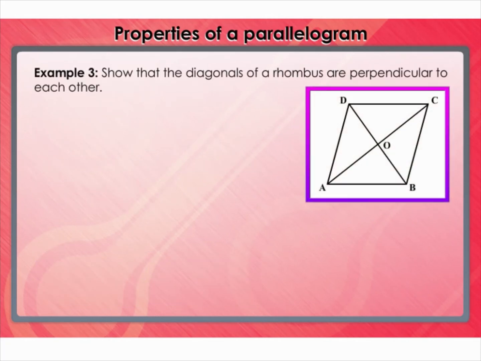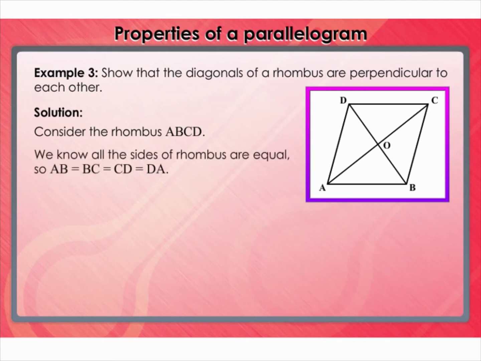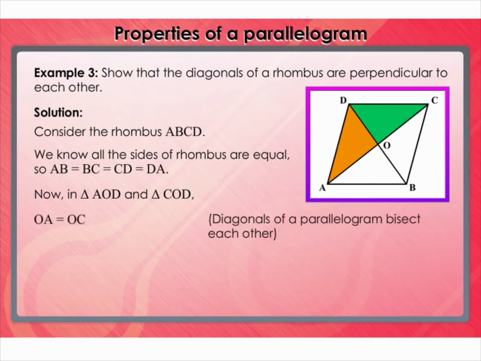Next example shows that the diagonals of a rhombus are perpendicular to each other. Consider the rhombus ABCD. We know all the sides of a rhombus are equal. So AB is equal to BC is equal to CD is equal to DA. Now in triangle AOD and triangle COD, OA is equal to OC since diagonals of a parallelogram bisect each other. OD is the common side. AD is equal to CD.